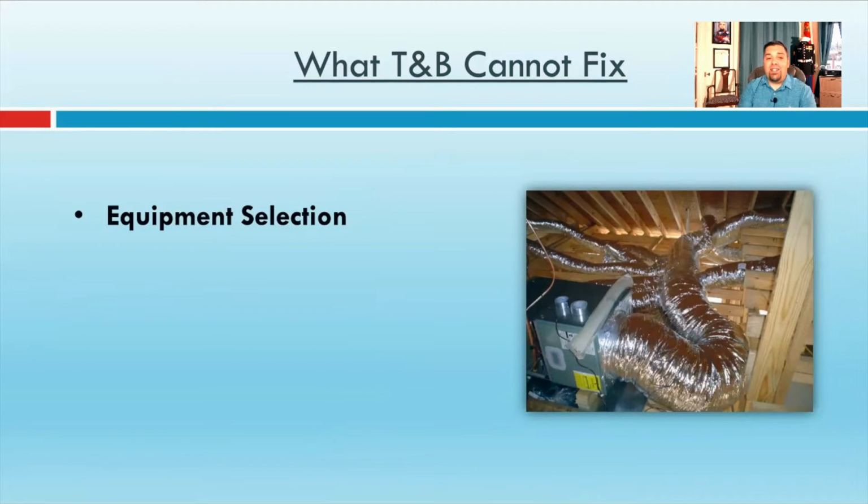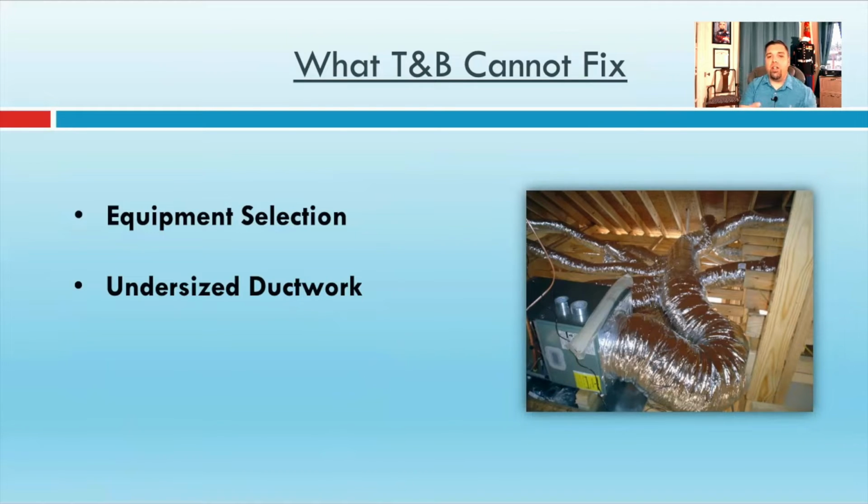Obviously, testing and balancing cannot fix your equipment selection. If you did not do the full design process, T&B isn't going to help you. All right. It's also not going to be able to fix undersized ductwork. Now, notice it doesn't say oversized ductwork. Testing and balancing actually could help you with oversized ductwork, which I have seen happen quite often.